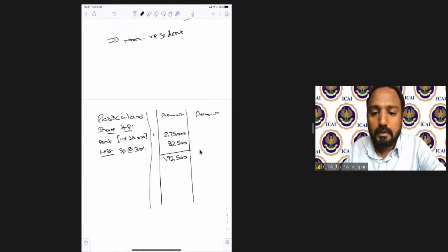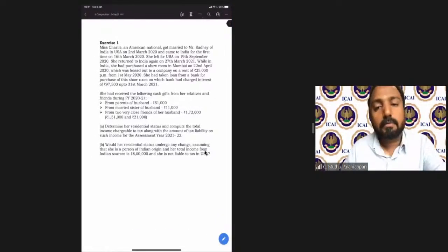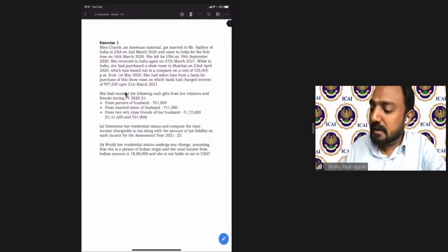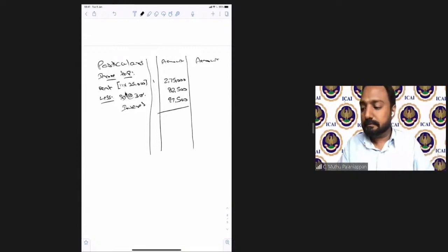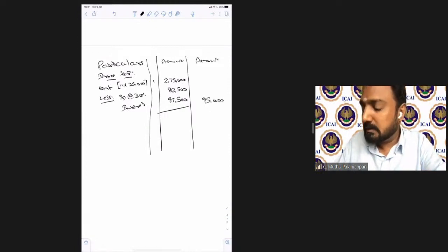So this 1,92,500 will be actually considered as your net total income. On this, you will also have to deduct interest. So any interest that you're paying towards this loan can be allowed as an expenditure. So this can be claimed as a deduction. So this interest payment of 97,500, whatever has been given as your interest, is eligible. So I claim 97,500. So my total income is 2,75,000 minus 82,500 minus 97,500. Right? So 95,000. So my income from house property is 95,000.